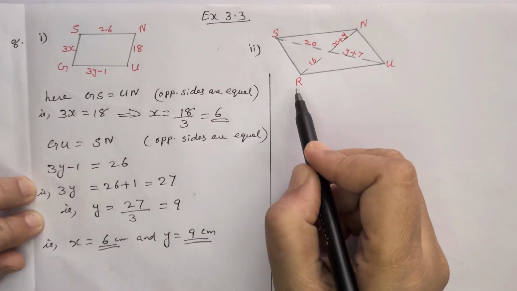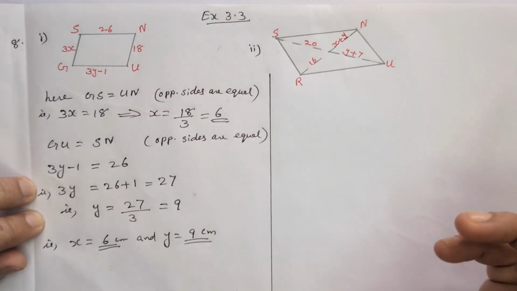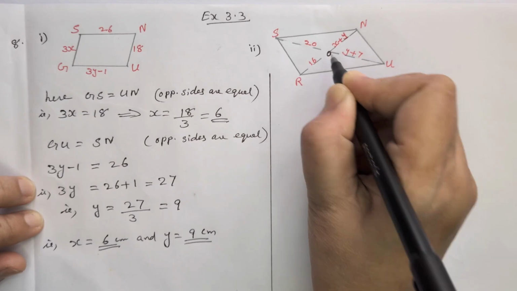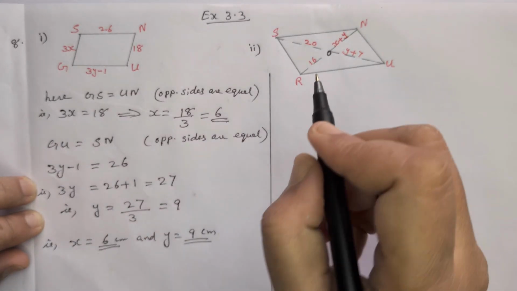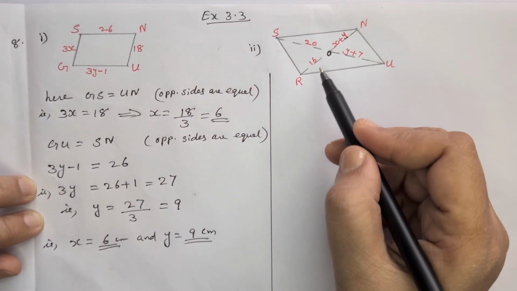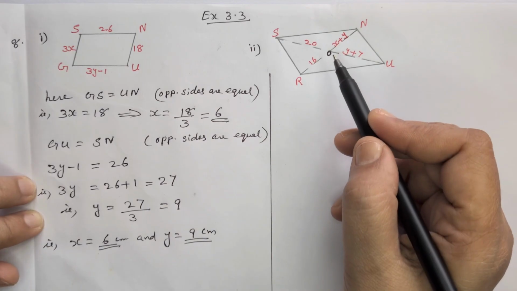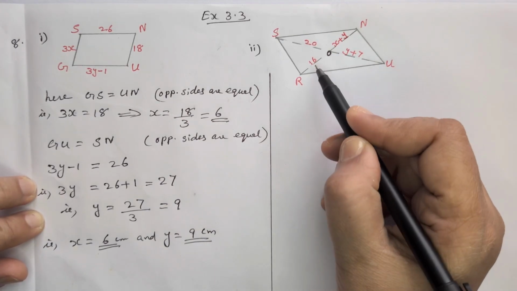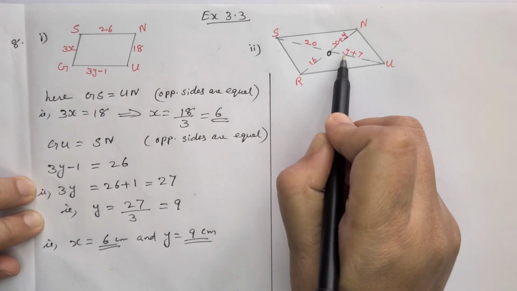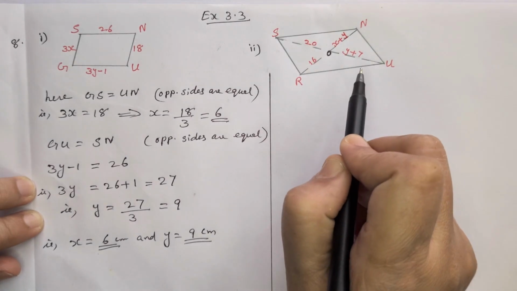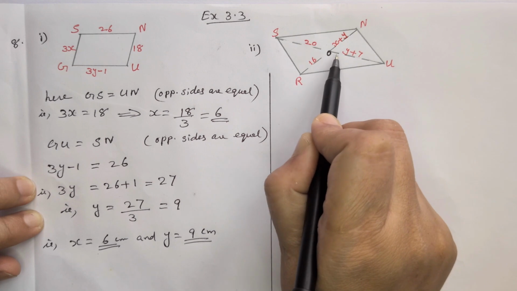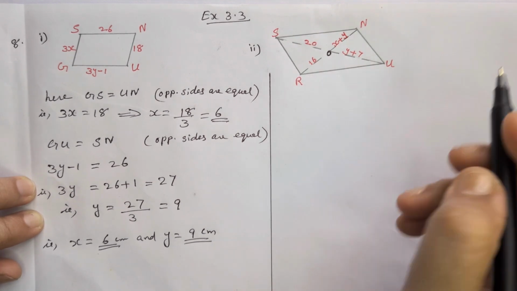Second figure. Here the intersecting point of the diagonals, we can mark that as O. So we know that diagonals of a parallelogram bisect each other. Here this side x plus y is equal to 16. Here y plus 7 is equal to 20. We can take with one variable this side first.